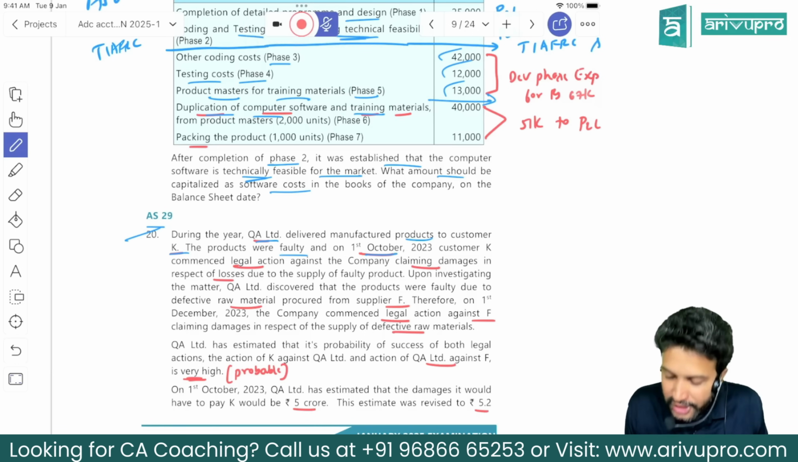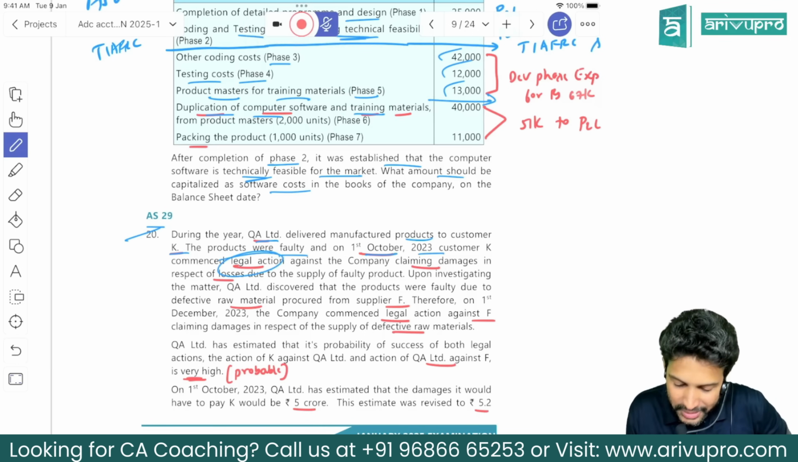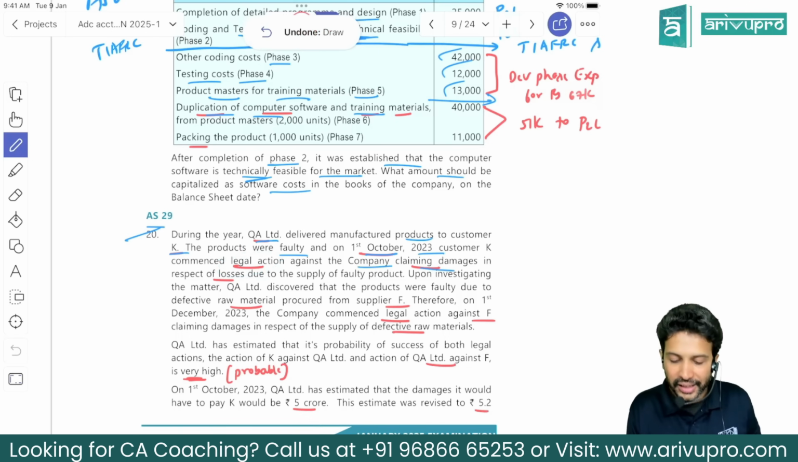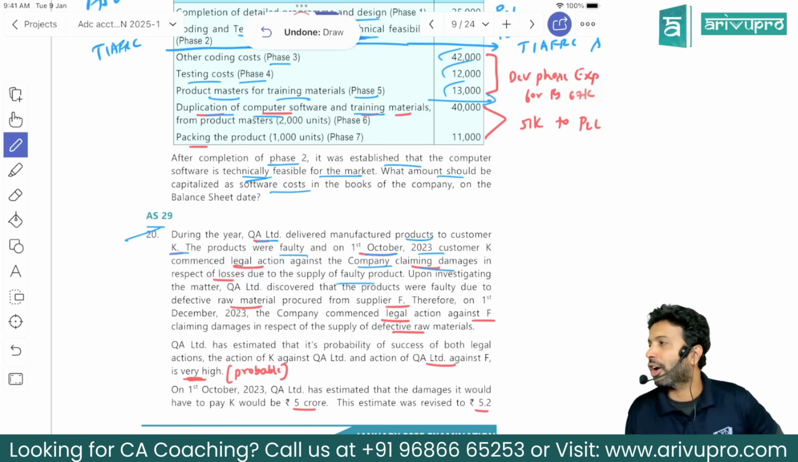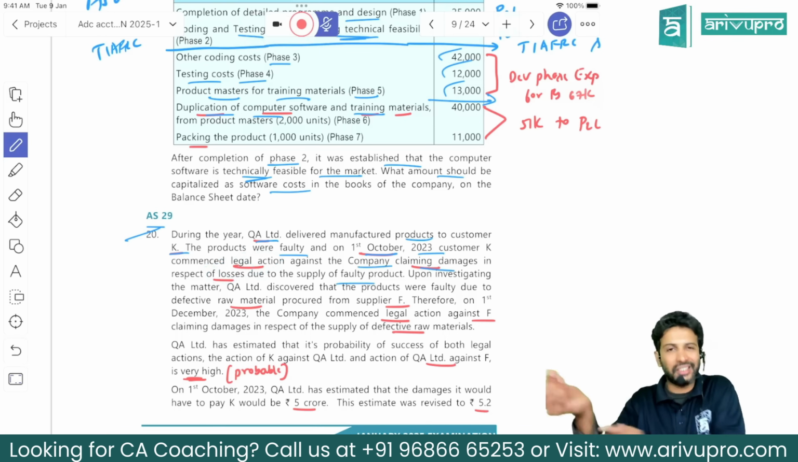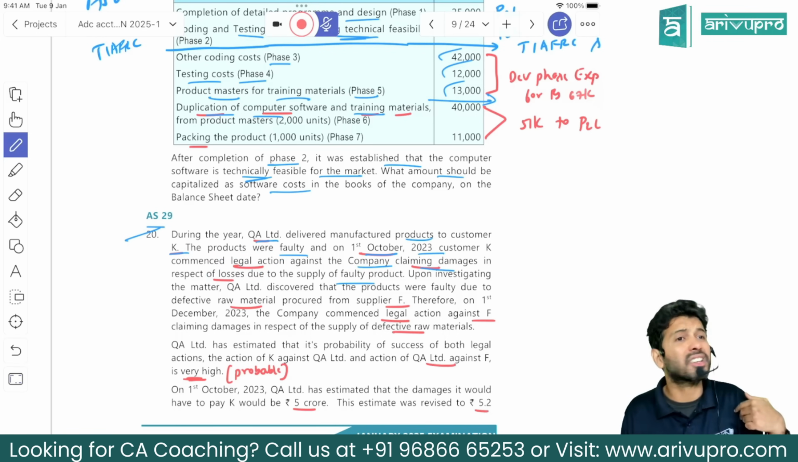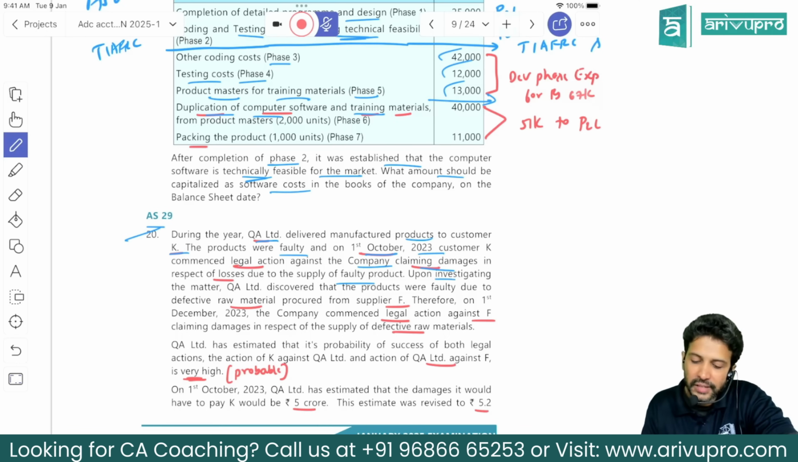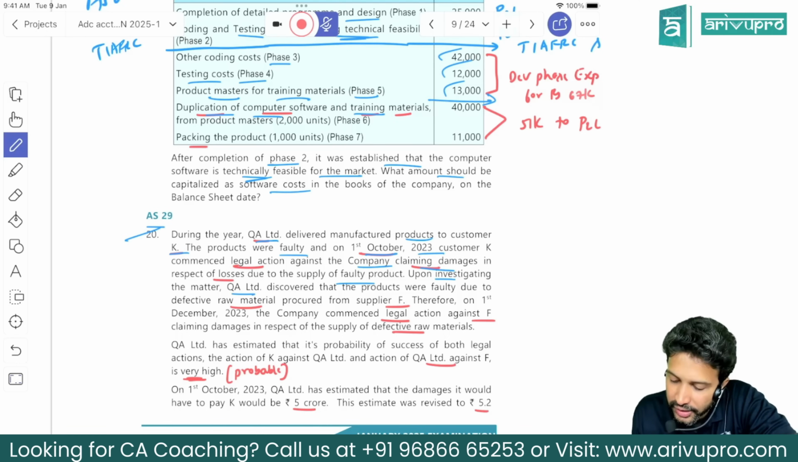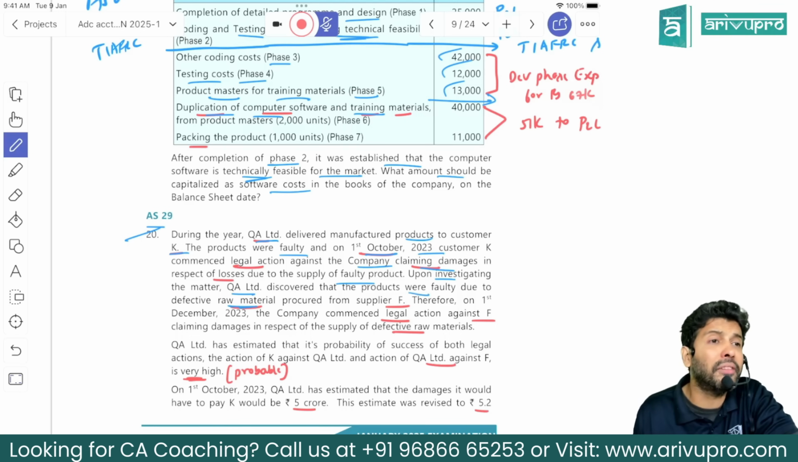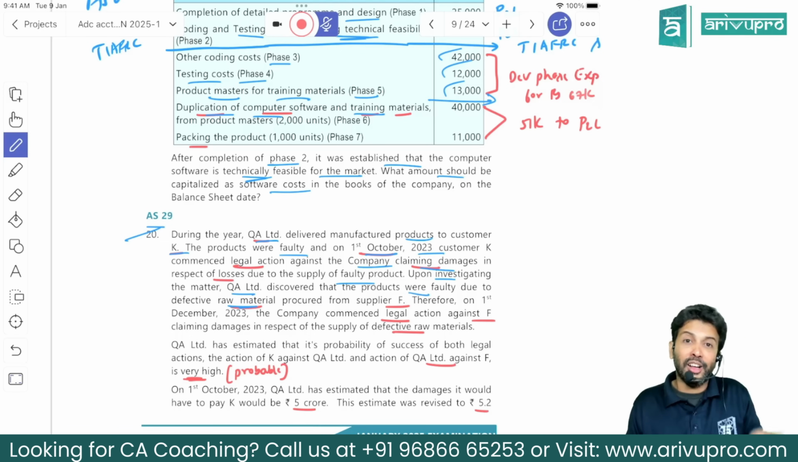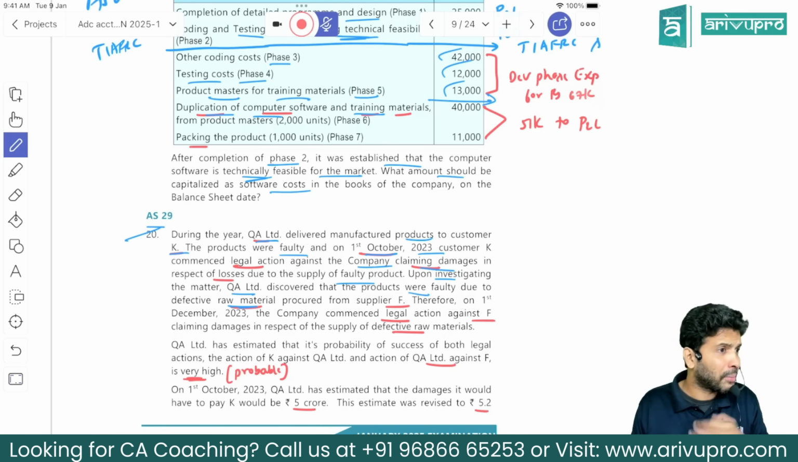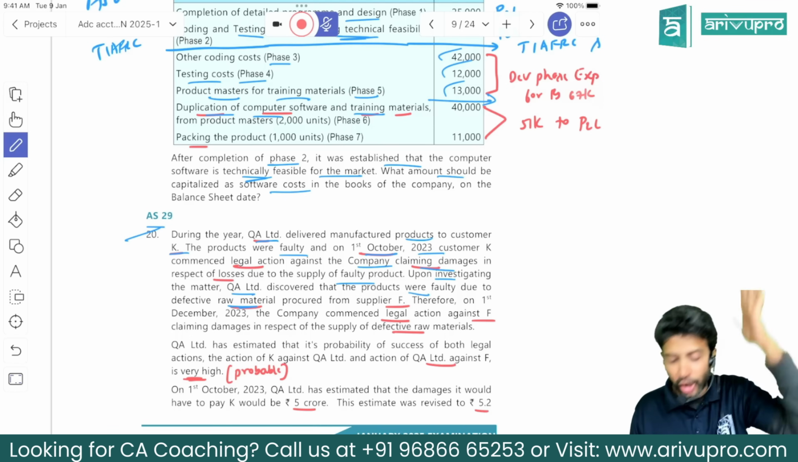On 1st October 2023, customer K commenced legal action against the company claiming damages with respect to the losses due to the supply of faulty product. Since we supplied the damaged product, our customer filed a case against us, and now the case is going on in the court of law. Upon investigating the matter, QA Limited discovered that the products were faulty due to the defective raw material. We are manufacturers, no? So to manufacture, we need raw material. So we found out that the reason this finished product is faulty is not due to our manufacturing process. It is due to the raw material which we purchased.